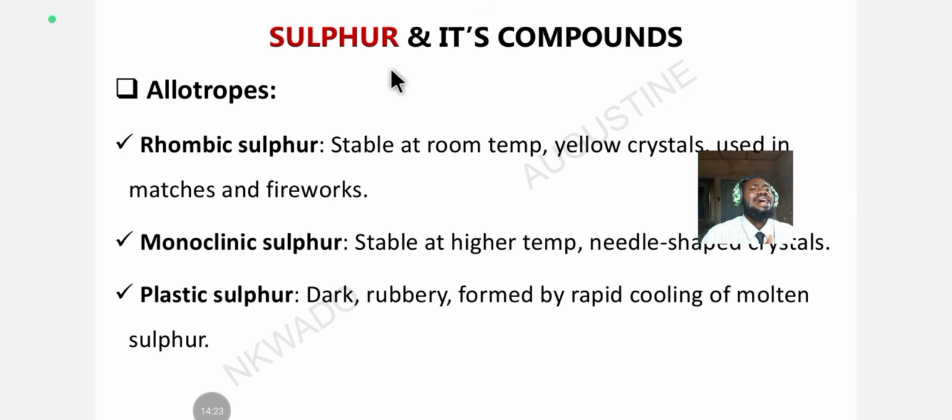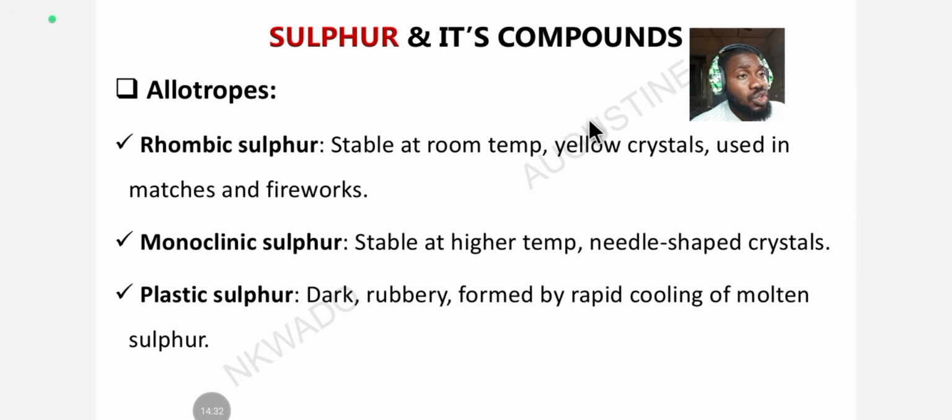So today we are looking at sulfur and its compounds, as specified or suggested by JAMB in her syllabus. We are looking at the allotropes of sulfur first of all. Before you look at the compounds of sulfur, you are going to look at the allotropes of sulfur. Let me ask you a question.